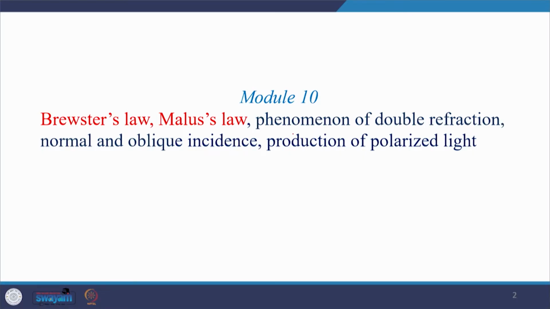Today we will start the next module, which is module number 10. In this module we will talk about Brewster's law and Malus law. Thereafter I will introduce you the phenomenon of double refraction, which is very interesting, and then we will talk about normal and oblique incidences. We will see what would be the path of the ray if it is incident normally and obliquely in double refracting media, and at last we will talk about production of polarized light. Today in this lecture we will only talk about Brewster's law and Malus law.